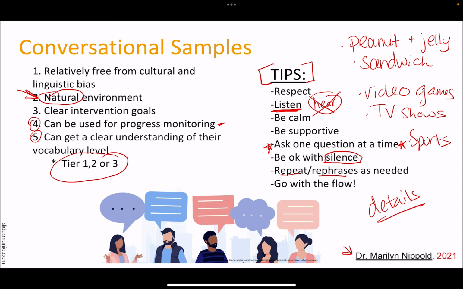But I think the biggest tip that she has here that I think is really great is just go with the flow. Just allow this conversation to go where it's going to go because that's really going to give you good insight on your particular client.